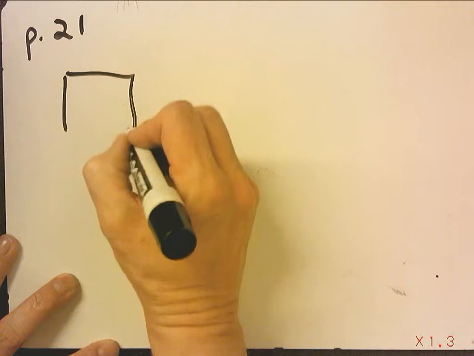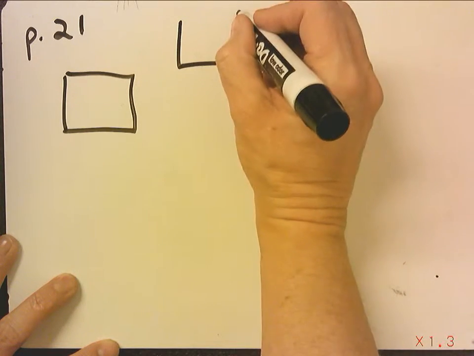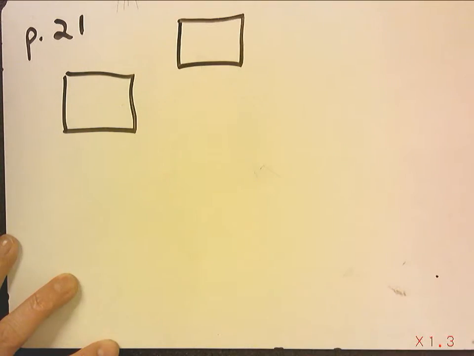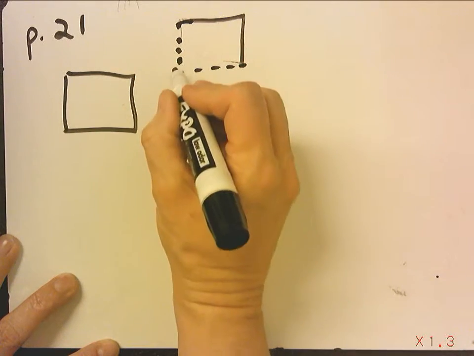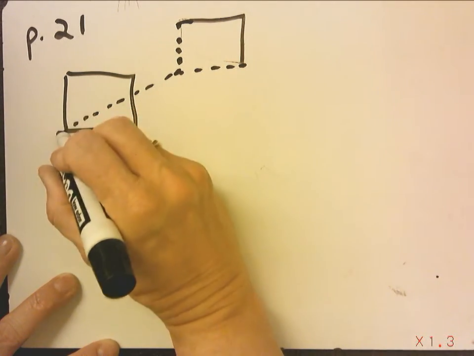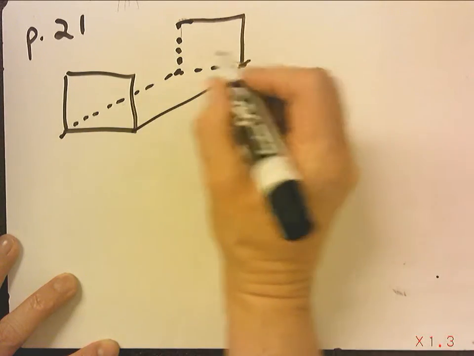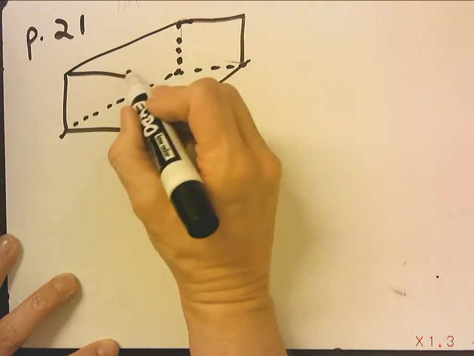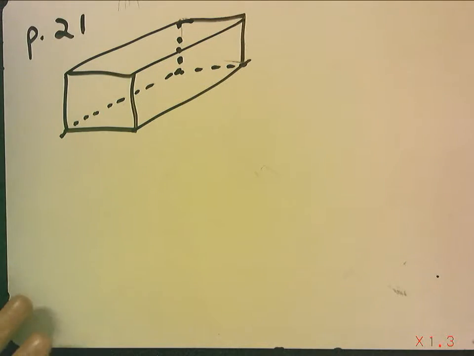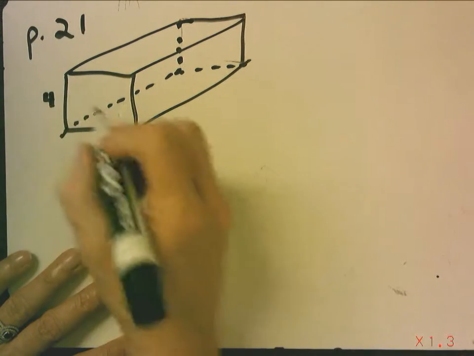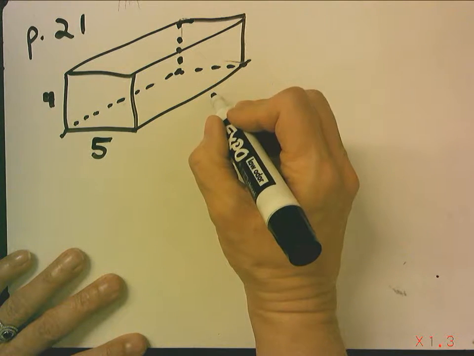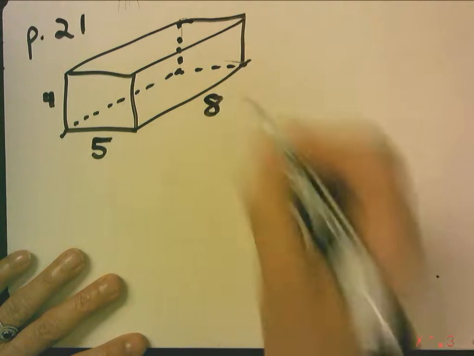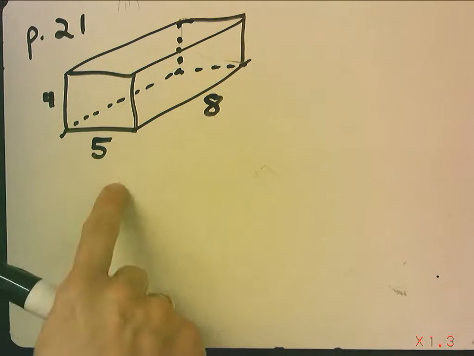First, the rectangular prism on page 21. I'm just going to draw it. This looks dotted, this is dotted, solid, solid, solid. Okay, here's my rectangular prism. The height is 4, the length is 5, and the width is 8. So I have measurements of 4, 5, and 8.